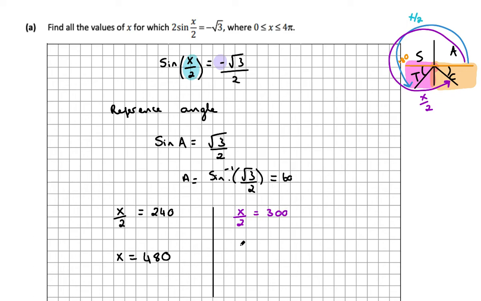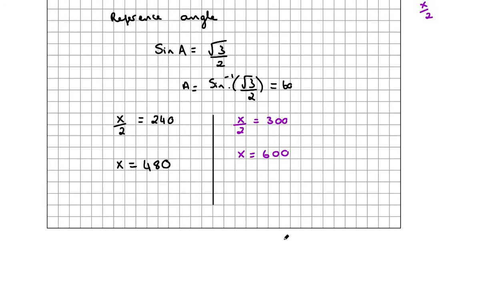And I'm going to double that. So x is equal to 600. Now, the question didn't ask us to do it in degrees, it asked us to do it in radians. So I'm going to convert those into radians now, and how we do that.